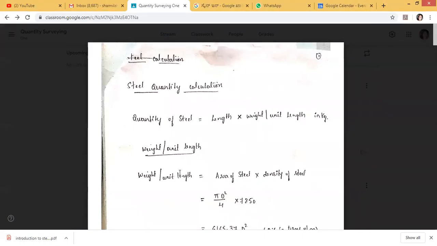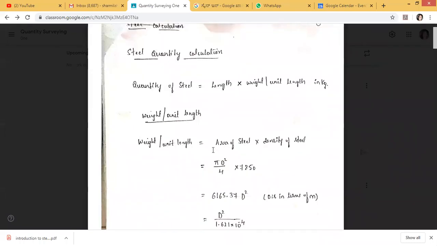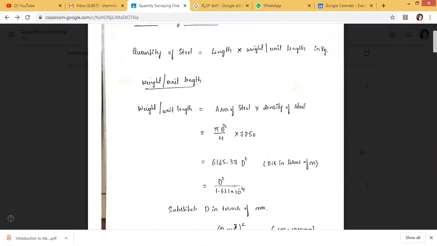Now how to calculate the weight of the bar per meter length. Here is a formula: area of steel into density of steel. For area of steel, you have to take the cross-section area of the steel. It is a circular section. So what is the area for the circular section? It is pi d square by 4, into, we know the density of steel is 7850 kg per meter cube. Only the unknown is d square. You have to substitute d in terms of meter only, because 7850 is kg per meter cube. So always when you are substituting, you should substitute everything in terms of one unit.